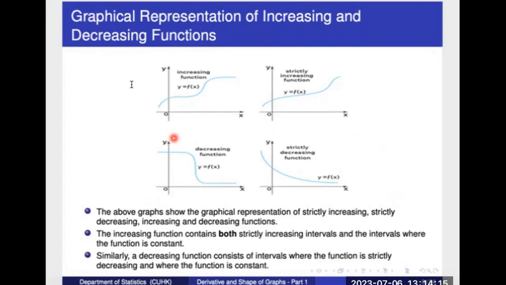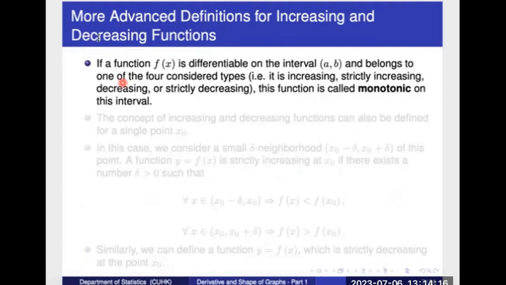If a function f of x is differentiable on the interval a, b, and falls into one of the four categories we discussed, that is, increasing, strictly increasing, decreasing, or strictly decreasing, we label this function as monotonic on this interval.